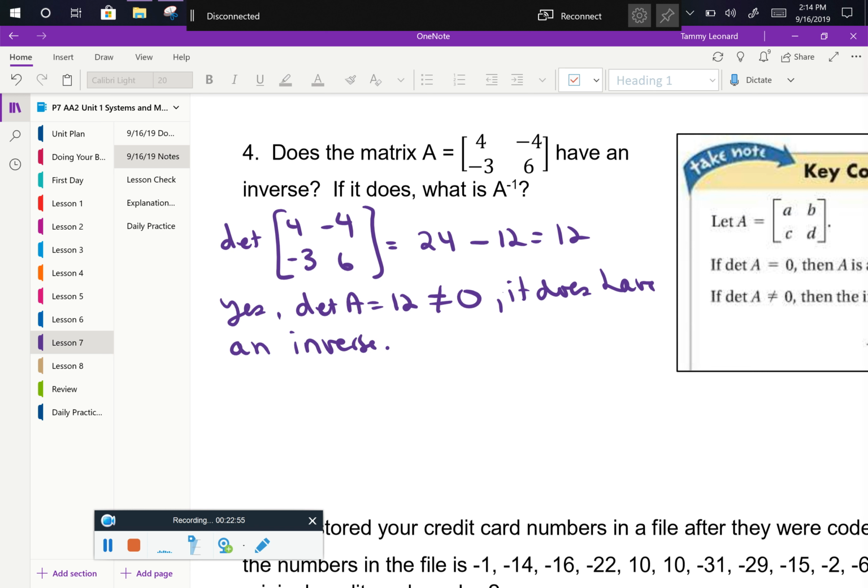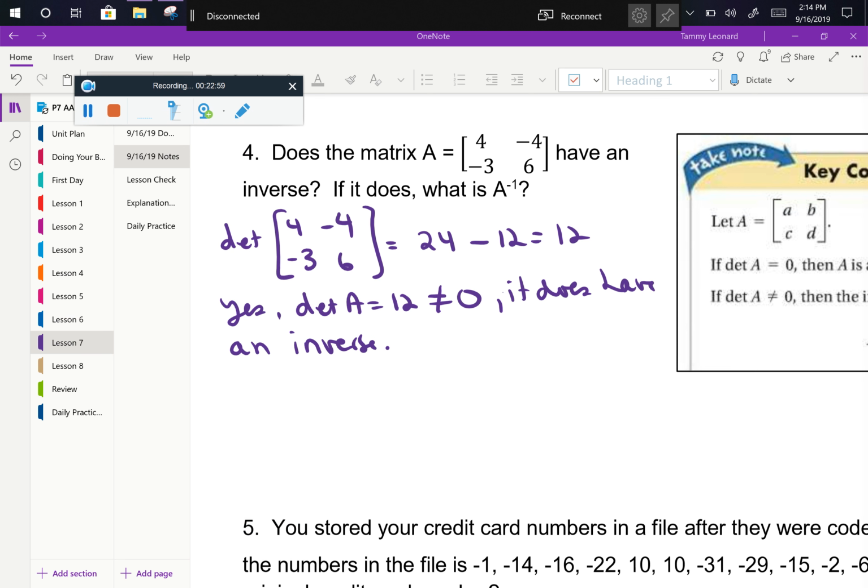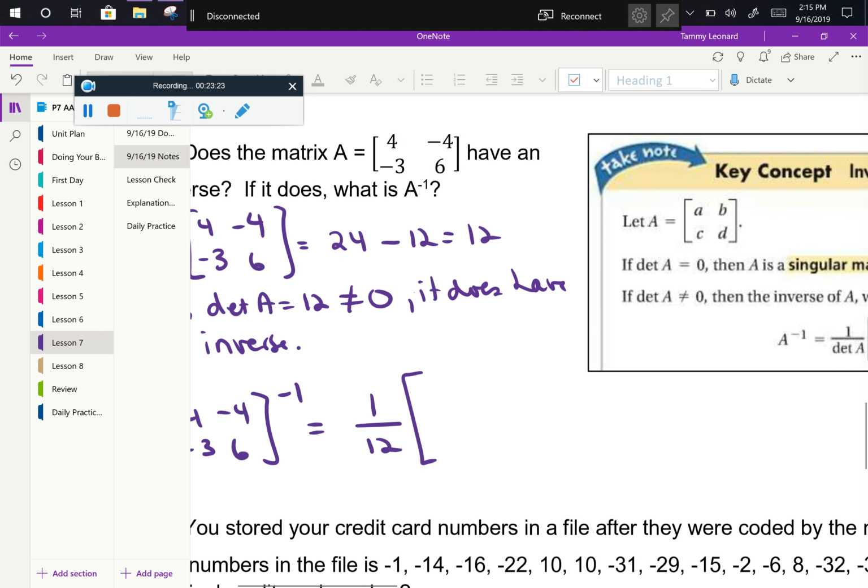Since it has one, we need to calculate what it is. So we follow the formula. So the inverse of this matrix, denoted with its inverse, so that's that negative 1 looking like a power, it's 1 over the determinant. We already figured out that the determinant was 12, so conveniently we get to use that number again. Times a modified version of this matrix.